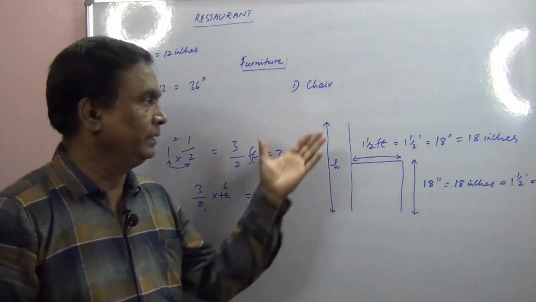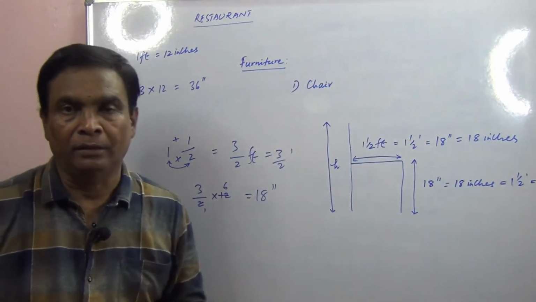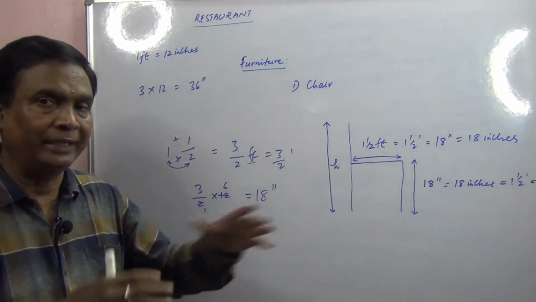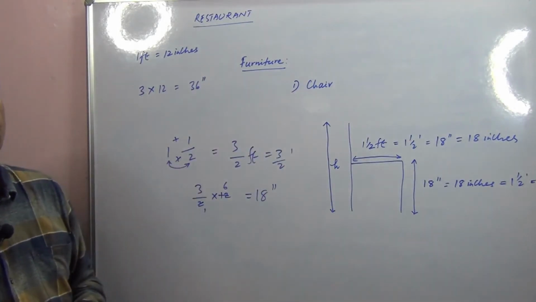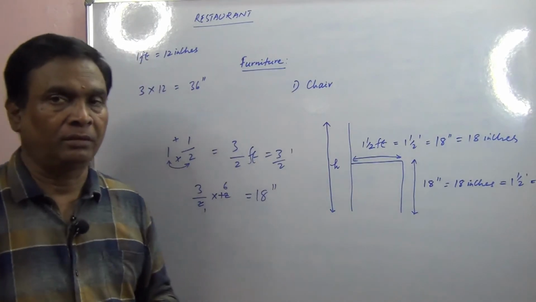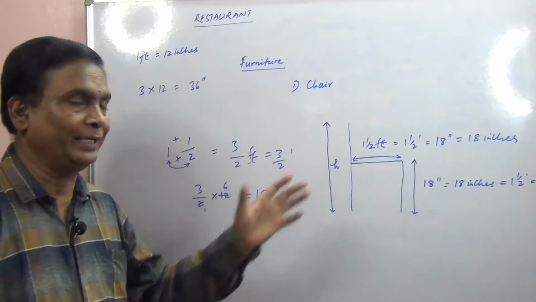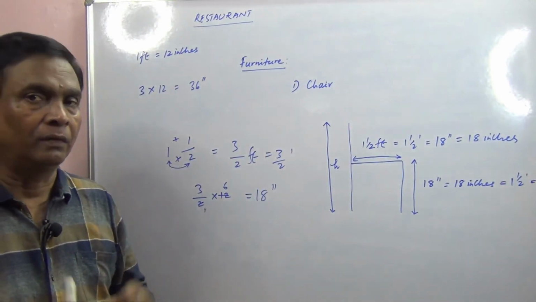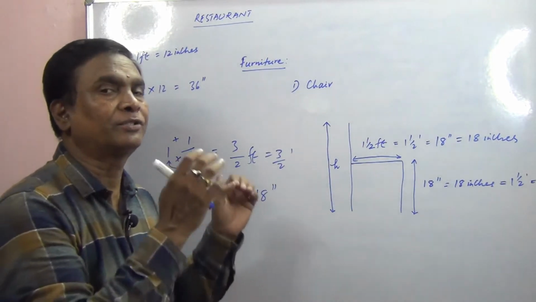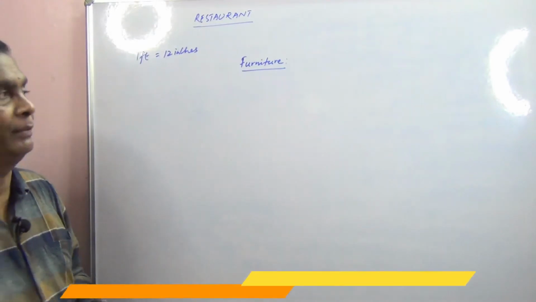So these are the standard sizes of a chair that is used in a restaurant. You may have any kind of design, but when it comes to size, you have to follow the standard size of a chair. Let it be any restaurant, all restaurants must maintain the same standard sizes. Now the second one is tables.